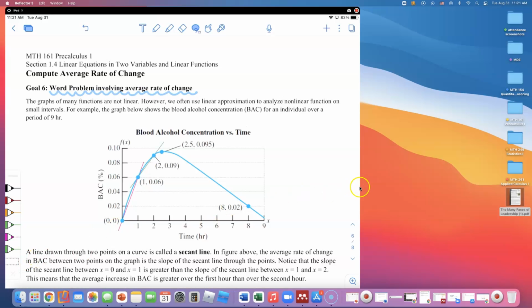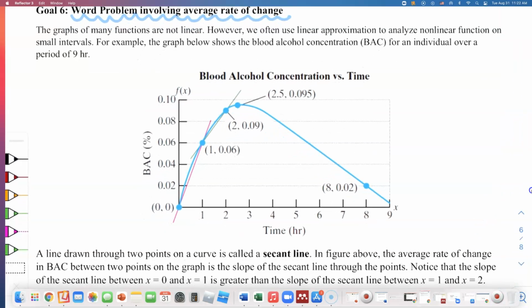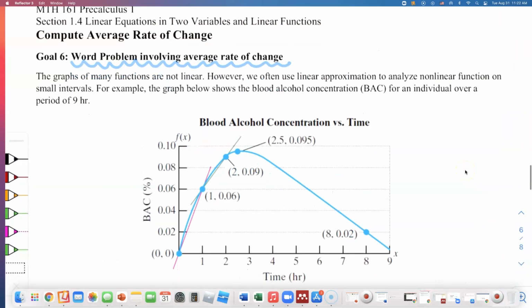Here's an additional example of a word problem involving rate of change. The graphs of many functions are not linear. And as we can see, this graph right here is not a straight line function. It's a curve. It goes up and it comes down.